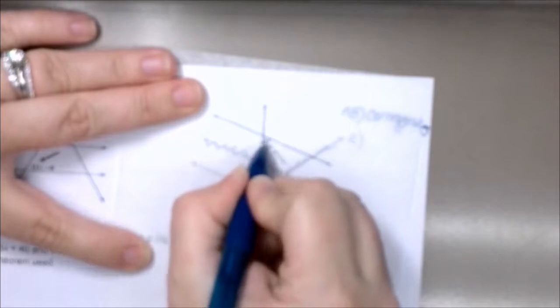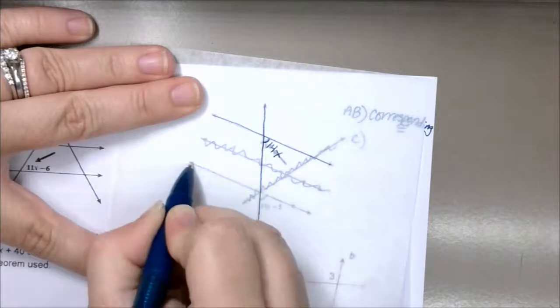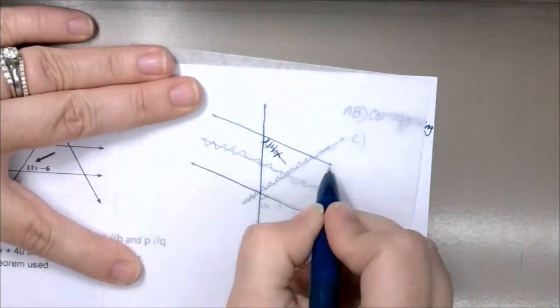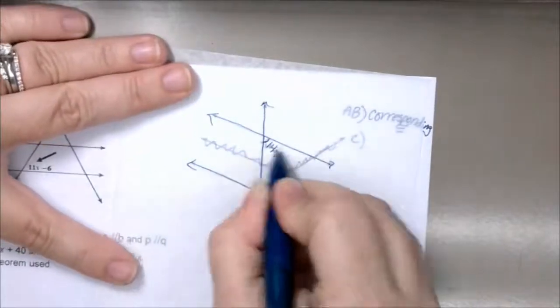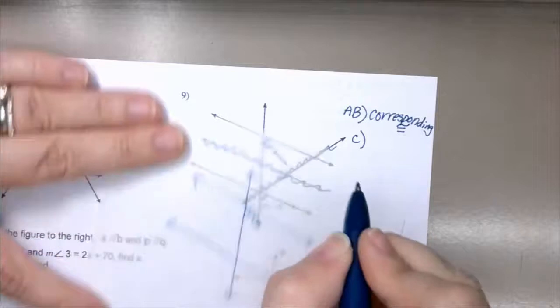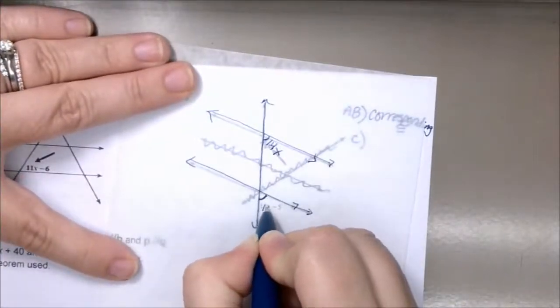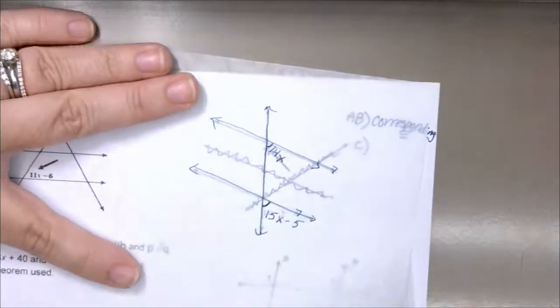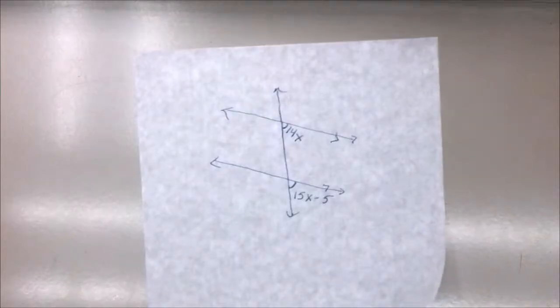intersecting. So, if the measure of angle 1 is 3x plus 40 and angle 3 is 2x plus 70, find x and state the theorem used. So my first question is, how is angle 1 related to angle 3? What's their relationship, though? Upper left of an intersection, which means they are what? Corresponding. And corresponding angles are what?